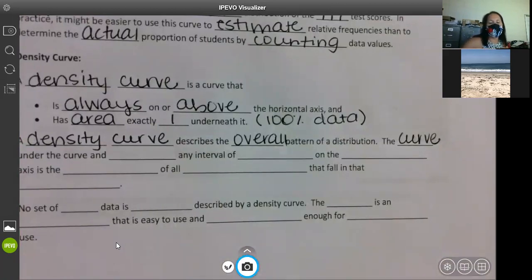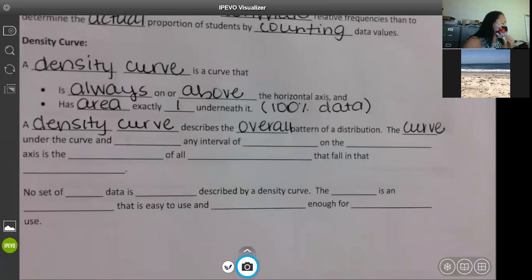I'm trying. Get me out of the way. That's not, it should say the area, sorry.